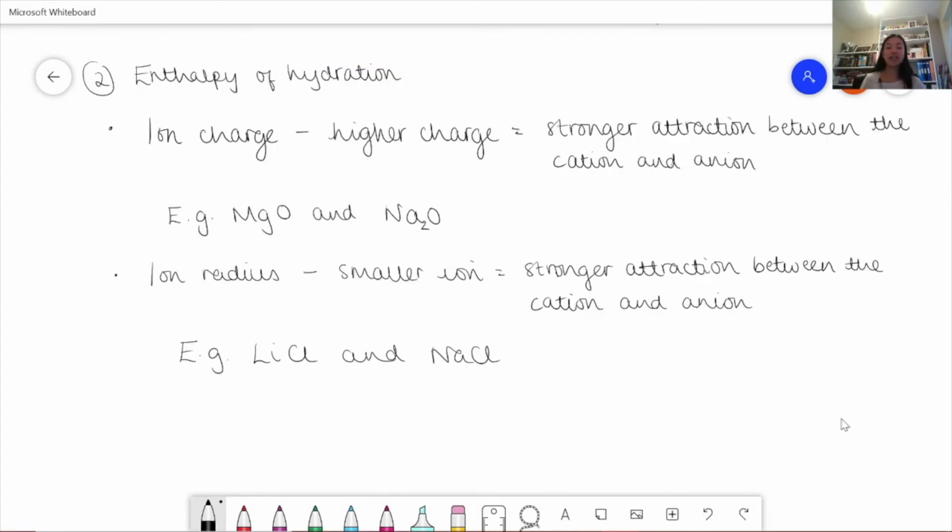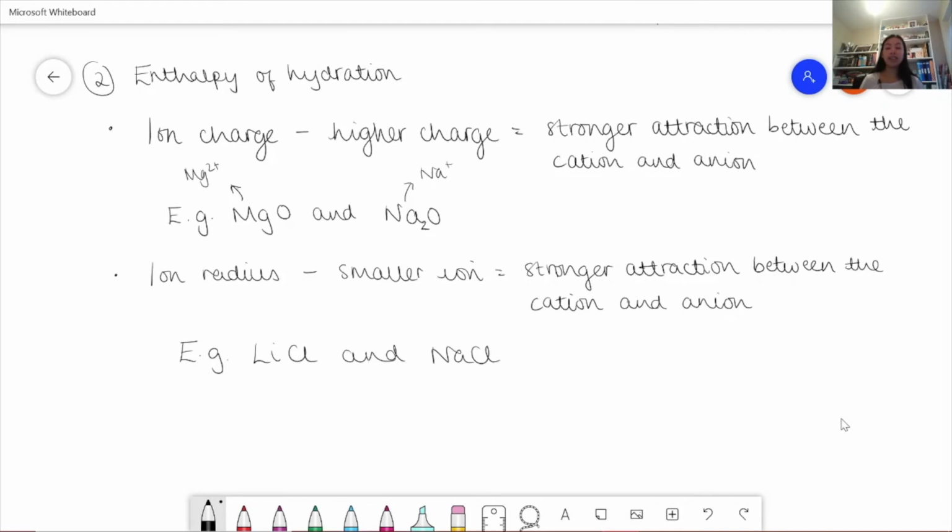And now we're going to look at the effect of ionic charge and radius on the enthalpy of hydration. So actually, it's exactly the same as for lattice enthalpy. So when you have ions with higher charges, then the attraction between the positive ion and the negative ion will be a lot closer. So for example, we've got magnesium oxide and sodium oxide. We've got Mg2+ ions here, but we've only got sodium+ ions here. And so the enthalpy of hydration of MgO will be bigger than for the sodium oxide, because the sodium is only a 1+ ion compared to the Mg2+.